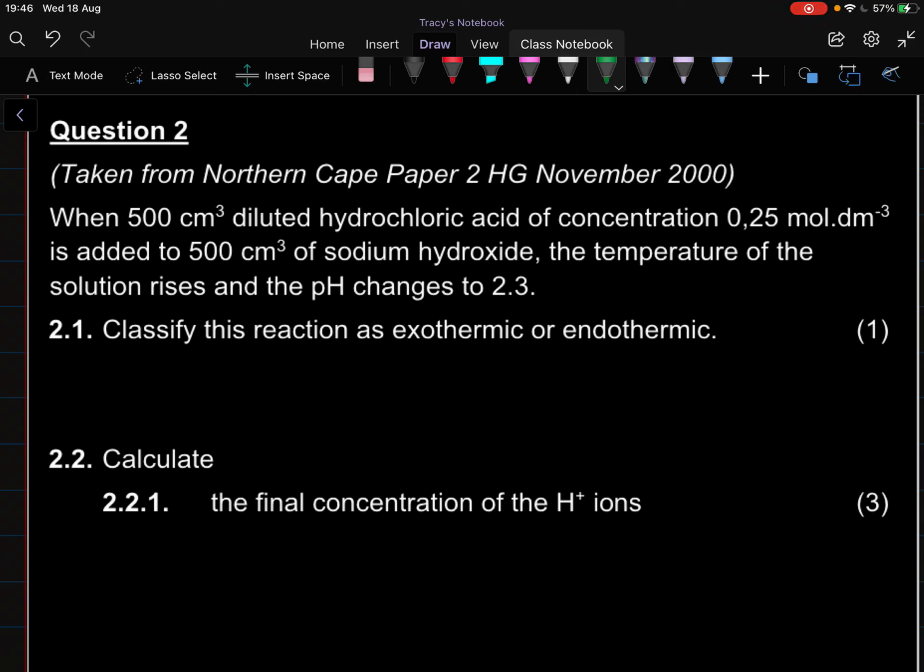Question 2 of the acids and bases worksheet. Again, this is taken from the Northern Cape paper from 2000. It's also the higher grade paper. Still valid for what you learn now.